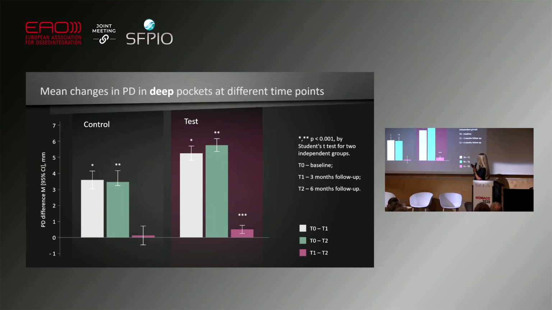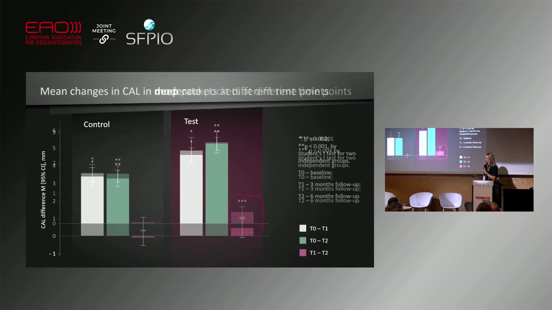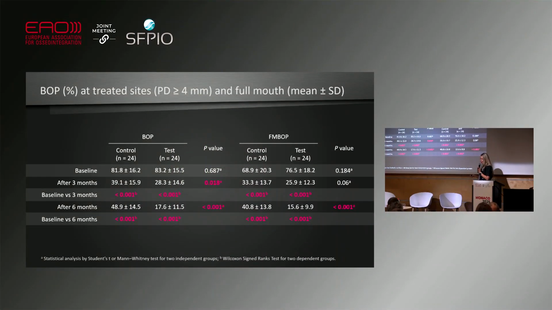Clinical probing depth in deep pockets, that is 7 millimeters or more, and significant improvement in the clean and seal group between 3 and 6 months follow-ups. Clinical attachment level, moderate pockets, significant improvements in favor of the clean and seal group in moderate and deep pockets, as well as in bleeding on probing.